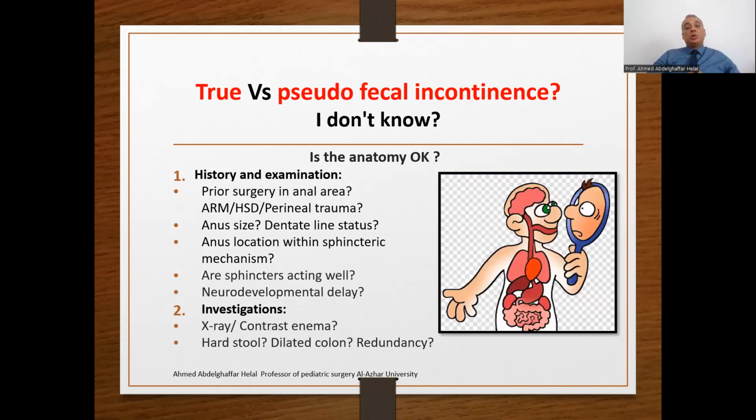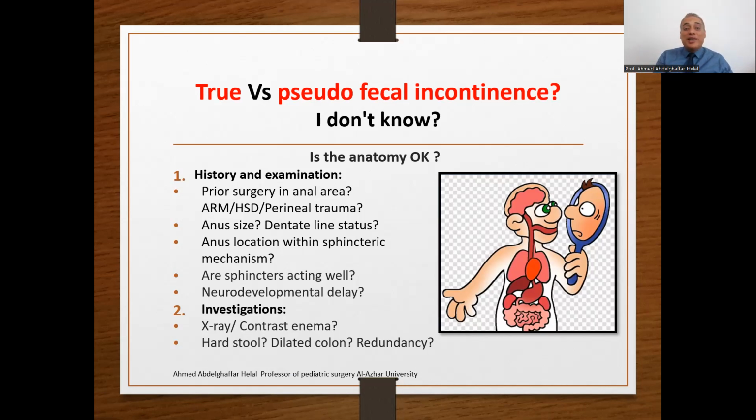So the question now, true versus pseudo fecal incontinence. I see a child with fecal soiling and I don't know whether this is true or false. So the first important question that must be answered is the anatomy. Is the anatomy okay? Are the sphincters okay? Is the anal canal okay? Is the bowel motility okay, no problem with this, or is it affected or damaged or denervated?